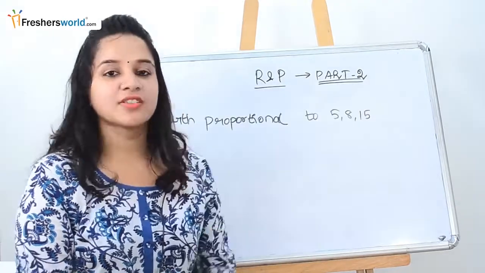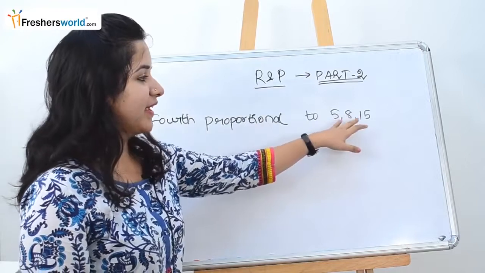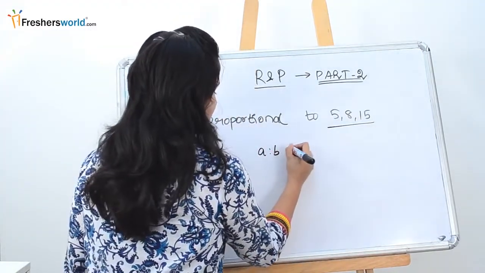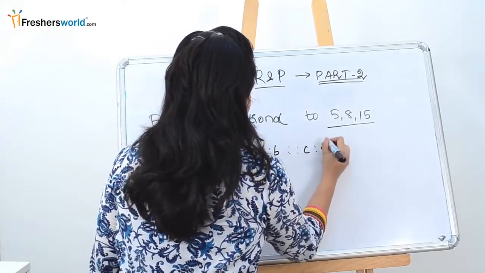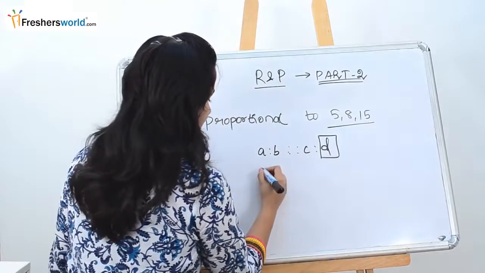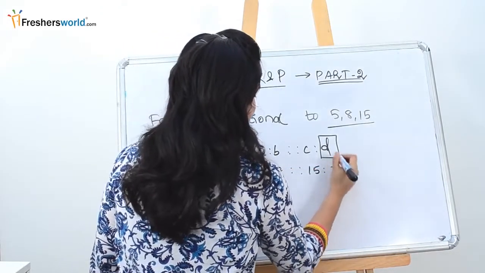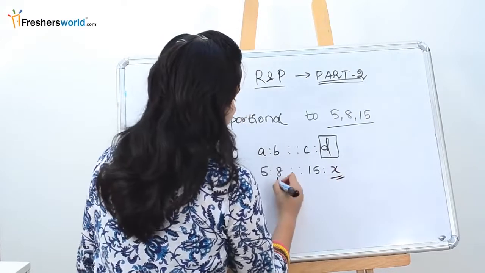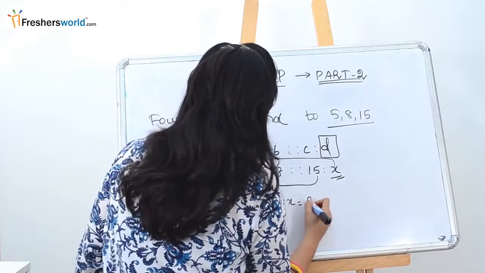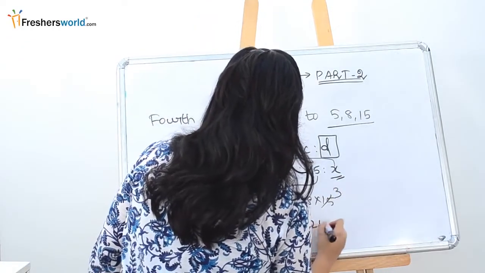Let's solve another sum. The next question they have asked is, find the fourth proportional to 5, 8 and 15. We know that a is to b is to c is to d. They are asking for the fourth proportional, which is nothing but d. So we know that 5 is to 8, 15 is to x. We are going to keep d as x here. As usual, multiply the means and extremes: 5 into x is equal to 8 into 15. So x is equal to 24.